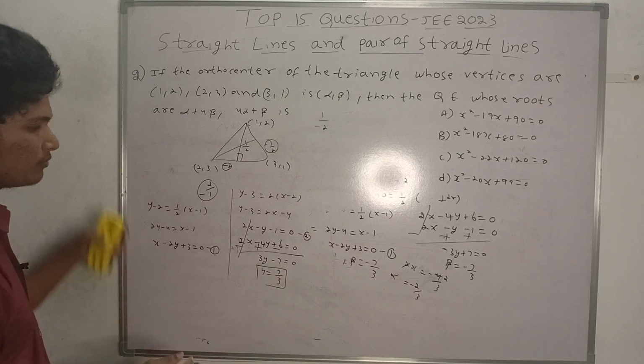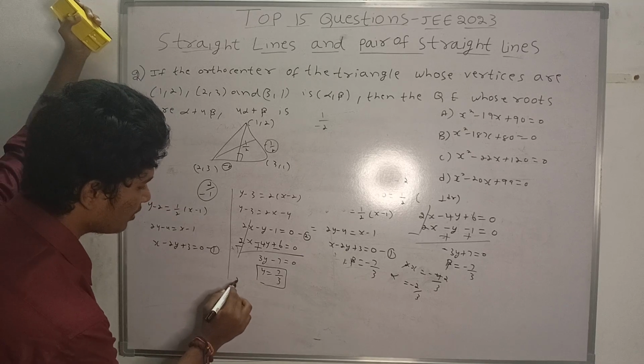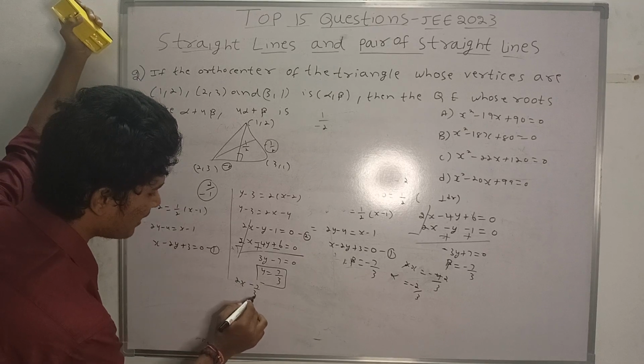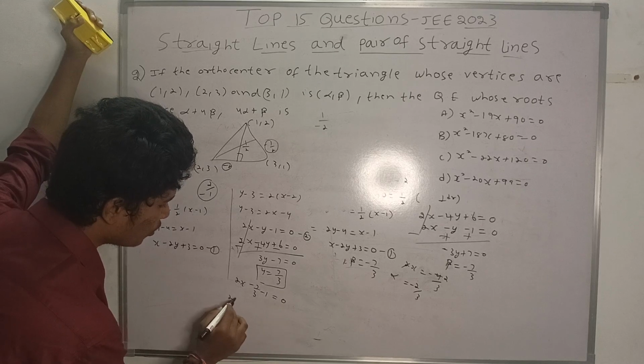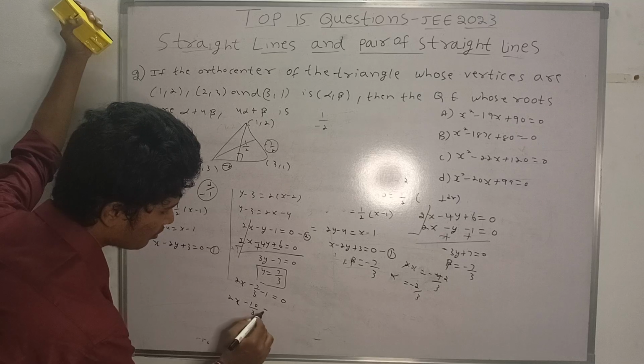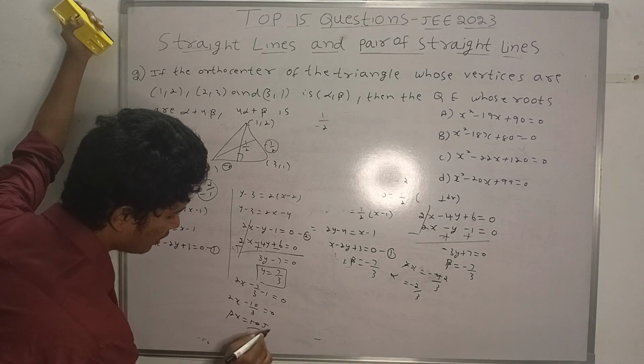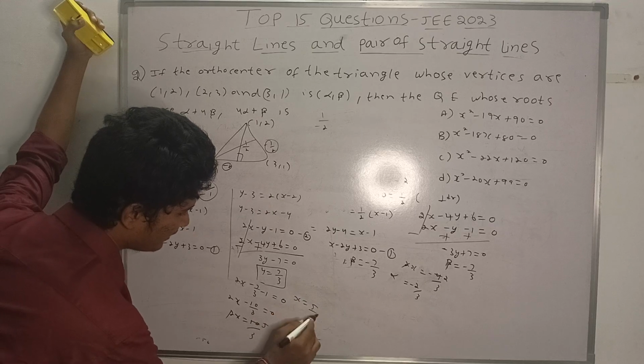y equal to 7 by 3. Now substituting y equal to 7 by 3: 2x minus 7 by 3 minus 1 equal to 0. 2x minus 10 by 3 equal to 0, so 2x equal to 10 by 3. The 2 and 10 cancel, x equal to 5 by 3.